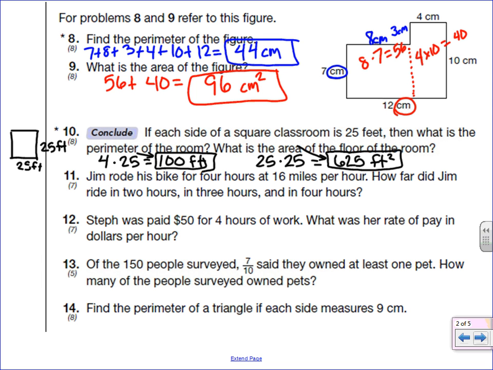Jim rode his bike for 4 hours at 16 miles per hour. How far did Jim ride in 2 hours, 3 hours, and 4 hours? Well, in 2 hours, if I would multiply it by 16, every hour he's going 16, so in 2 hours he's going to go 32 miles. In 3 hours, it's going to be 3 times 16, or 48 miles. And then in 4 hours, it'll be 4 times 16, which is 64 miles.